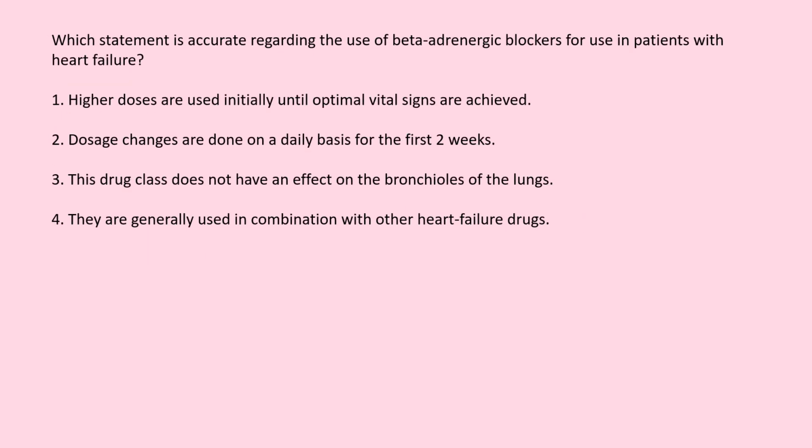Which statement is accurate regarding the use of beta-adrenergic blockers for use in patients with heart failure? 1. Higher doses are used initially until optimal vital signs are achieved. 2. Dosage changes are done on a daily basis for the first 2 weeks. 3. This drug class does not have an effect on the bronchioles of the lungs. 4. They are generally used in combination with other heart failure drugs.